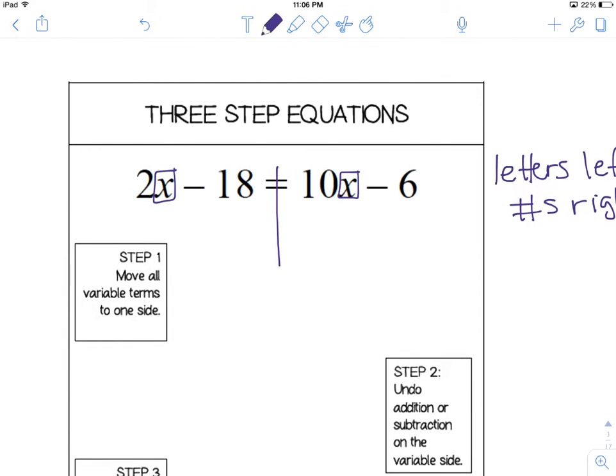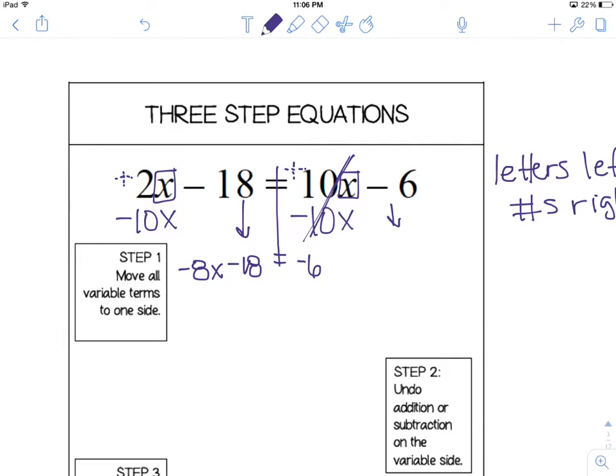So if we're going to take our letters to the left, we're going to take 10x. So remember, this is an invisible plus sign right there. So that means we need to do the opposite, which is subtract 10x. This has an invisible plus sign too. So 10x minus 10x is 0. 2 minus 10x is -8x. Bring down the -18. Bring down the -6. So here's my x.